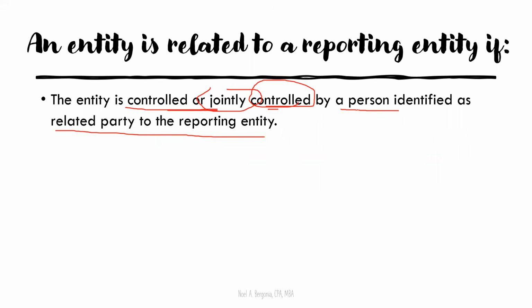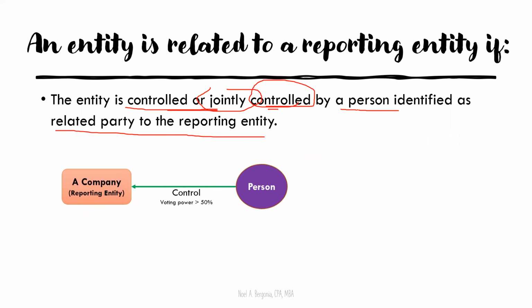Okay, so let me give you an example. Let's say again, we have Daniela Mondragon as the person. Siya po ay kanina nasabi natin na related party to a company kasi meron po siyang more than 50% na voting power. So may control po siya doon. And Daniela Mondragon, that person, has also a control over another company B.